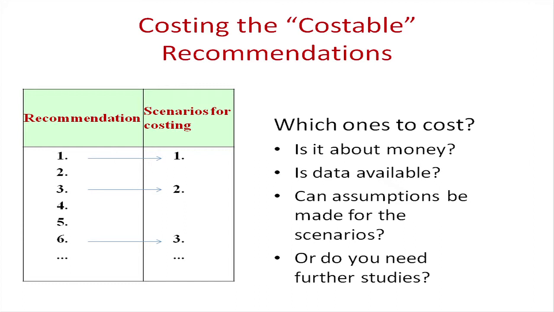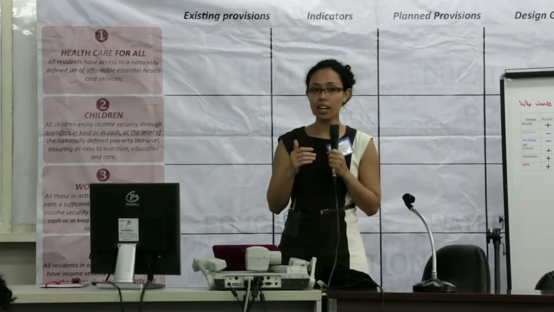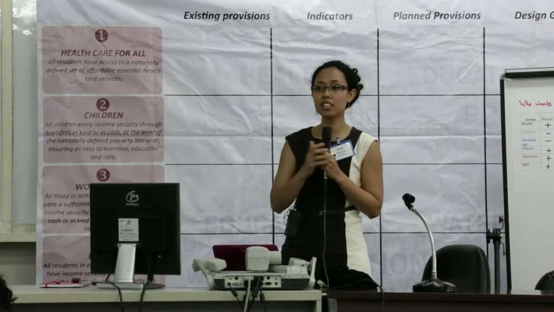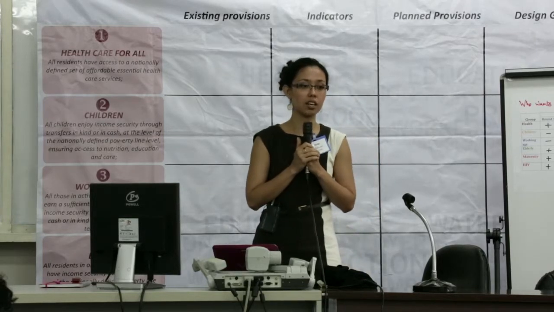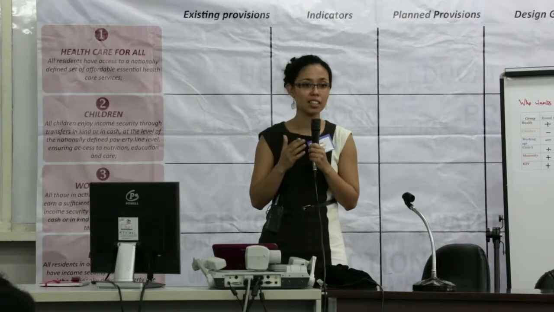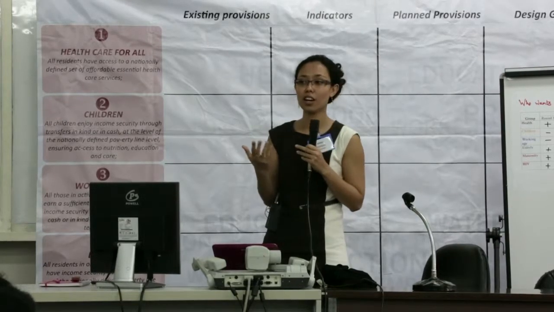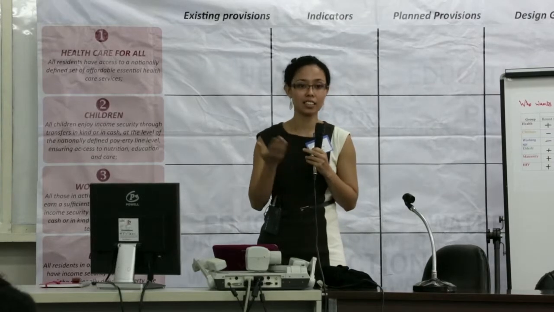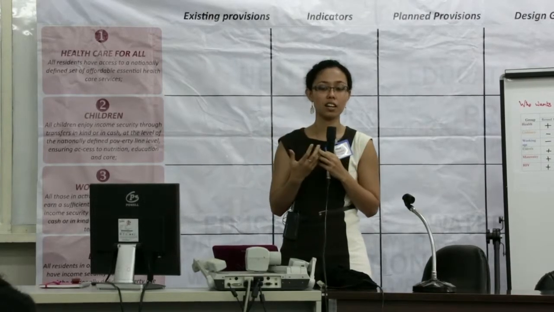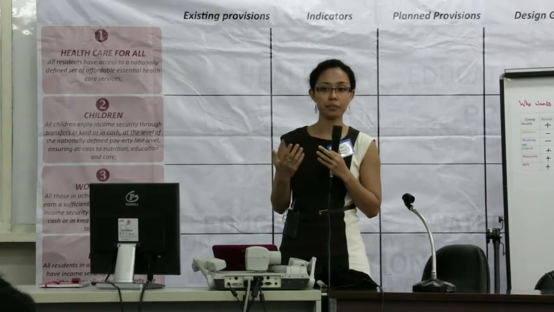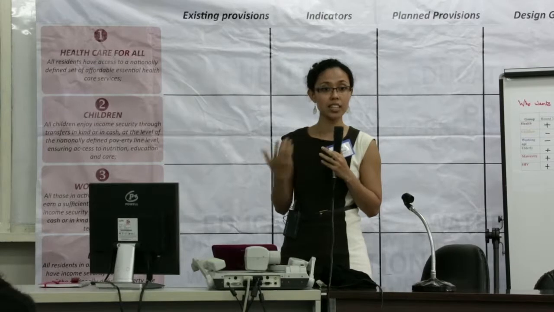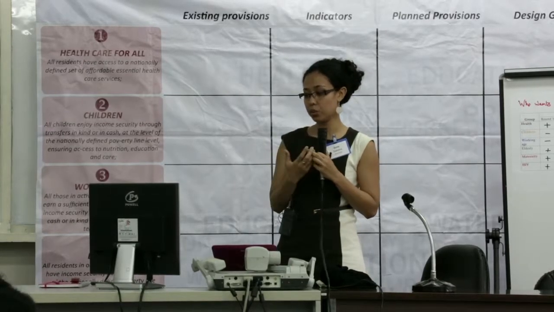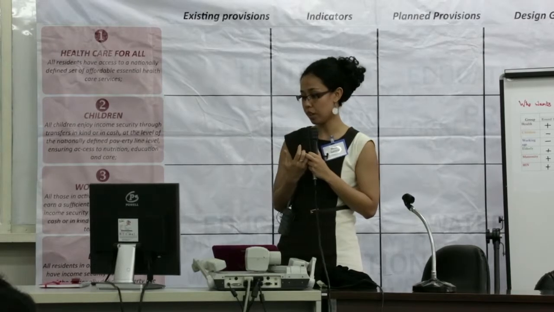As you can see, you have a list of recommendations, and some of them can be translated into monetary values. And how do we decide this? It's basically a question of, is it about money? For instance, if you recommend that the government improve coordination among ministries, this is something that we cannot, of course, present in numbers. This requires more work and more discussions and more studies, for instance, and it has nothing to do with the money that the government needs to provide.